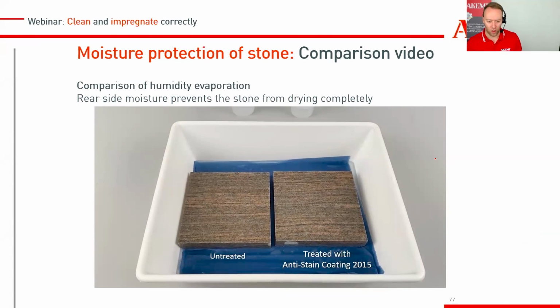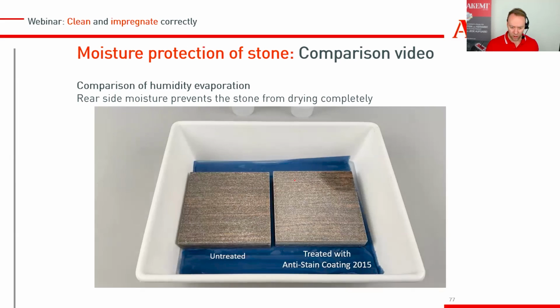Why is this so important? You can see here both stones, we applied the same amount of water. The left side is untreated, the right side is treated with anti-stain coating on the back side, and we placed it on a wetted cotton or paper, and you see how fast it dries up. And more important, not that it dries up fast, it completely dries. It's light colored. Here it dries up also on the surface, but you can see there's more water pushing from the backside through the stone, and it will stay humid for a long, long time.